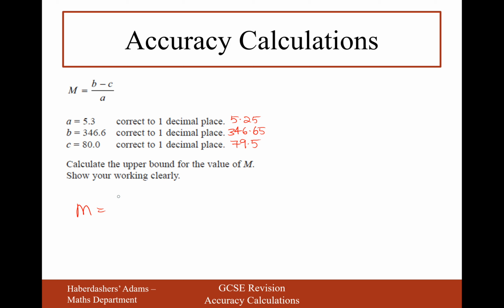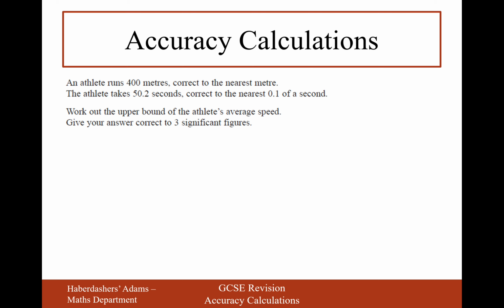So let's grab our calculator then and compute 346.65, take away 79.5, and then divide by 5.25. So grab the calculator fraction button, 346.65, take away 79.5, divided by 5.25, and that equals, we want 3 significant figures, something sensible, 50.9. There we are, that's the answer to that question. Let's move on to the next one. Pause the video and give this one a go.